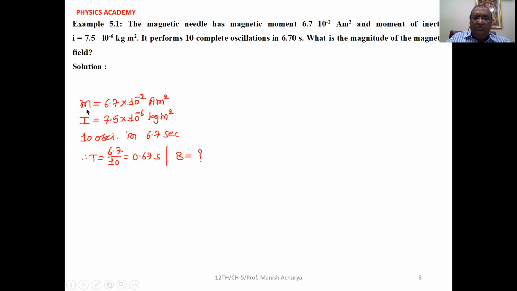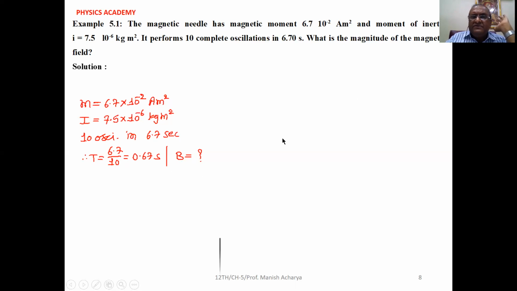Now see, the magnetic moment given to you is 6.7 into 10 raised to minus 2 ampere meter square. The moment of inertia I is 7.5 into 10 raised to minus 6 kilogram meter square. Now 10 oscillations are completed in 6.7 seconds. It implies that the time for one oscillation is 6.7 by 10, that is 0.67 seconds. And we want to find the magnitude of magnetic field.